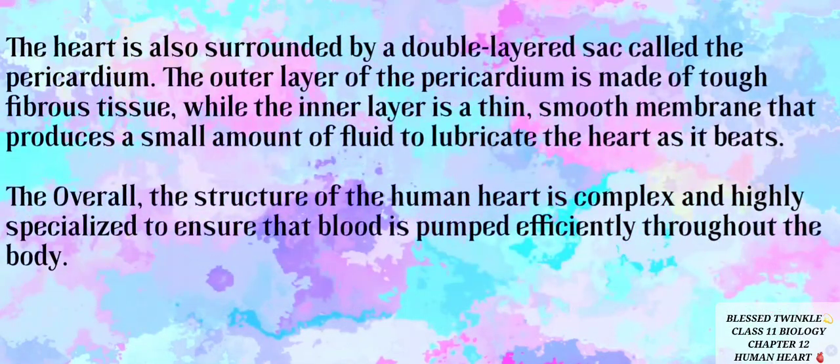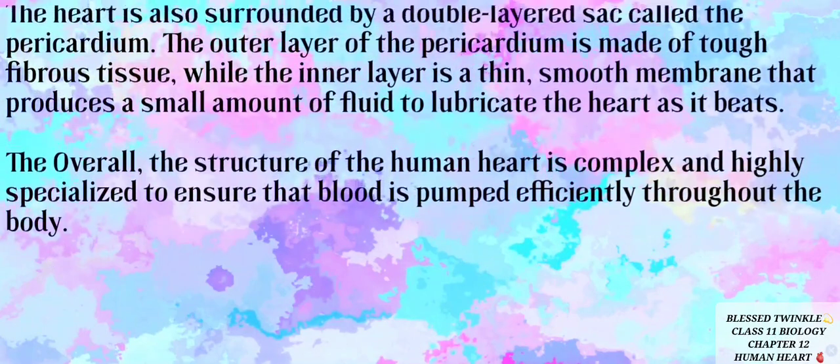The heart is also surrounded by a double layered sac called the pericardium, as I have told you before. The outer layer of the pericardium is made up of tough fibrous tissue, while the inner layer is a thin, smooth membrane that produces a small amount of fluid to lubricate the heart as it beats. The overall structure of the human heart is complex and highly specialized to ensure that the blood is pumped efficiently throughout the body. So now I'm going to just give you the basic introduction about the phases of the heartbeat.